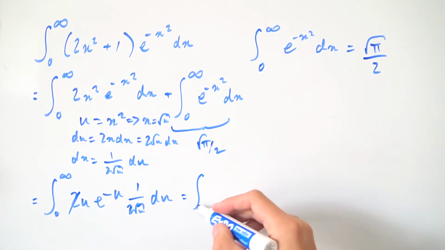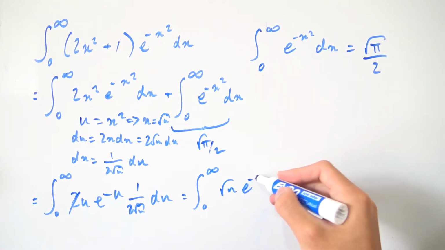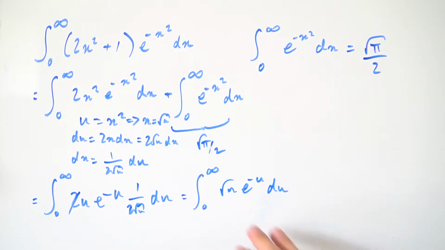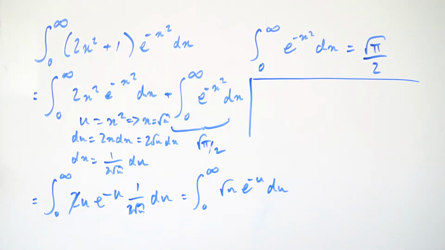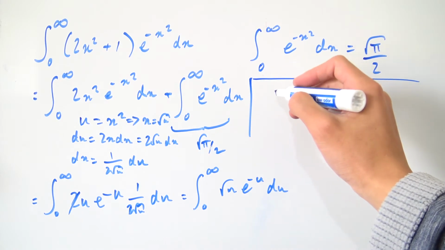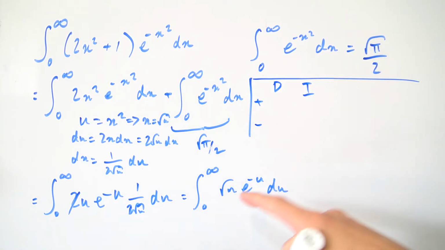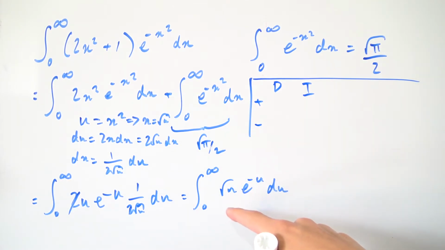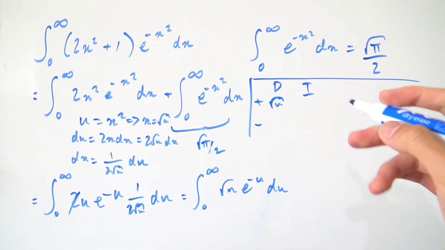So now we have the integral from 0 to infinity of the square root of u times e^(−u). And this kind of looks like something we can use integration by parts on. So let's put that over here. I think we can fit that in a little bit. So now integration by parts, we're going to be using the DI method. So DI plus minus, and then now what do we want to differentiate? I'm going to differentiate the square root of u because integrating it would just be a complete mess.